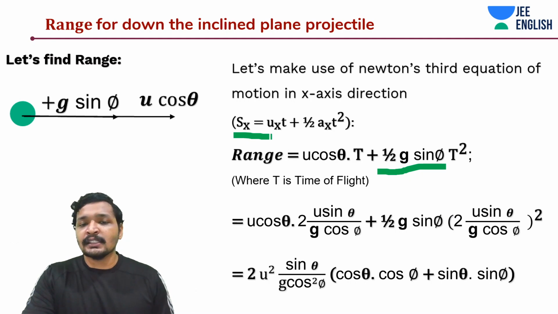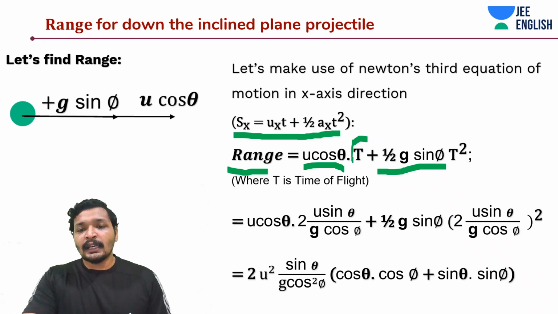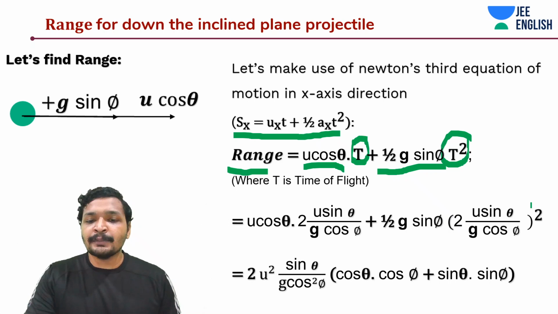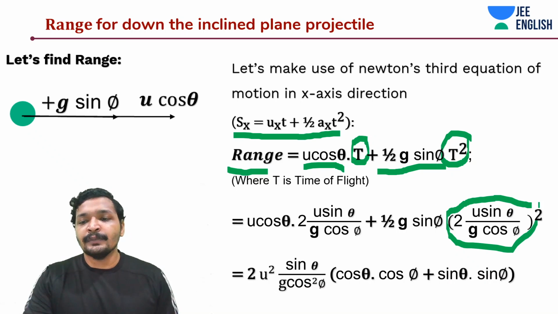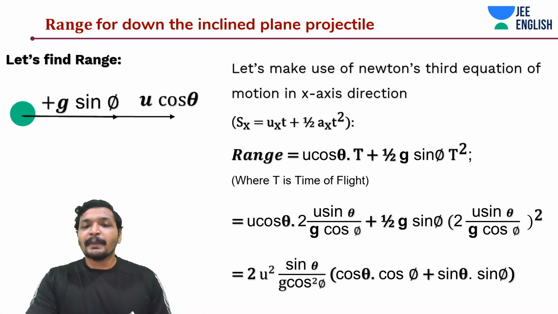So it's going to be Sx is equal to ux plus half at square. Again, you would say range is equal to u cos theta into total time of flight, plus half of g sine phi t square, where t is time of flight. Again, you substitute the time of flight values. Okay, and now you would notice something a little bit different, but maybe some expression around it.